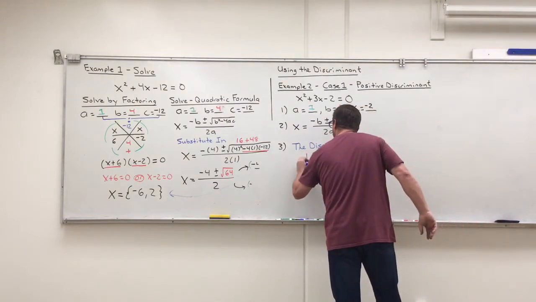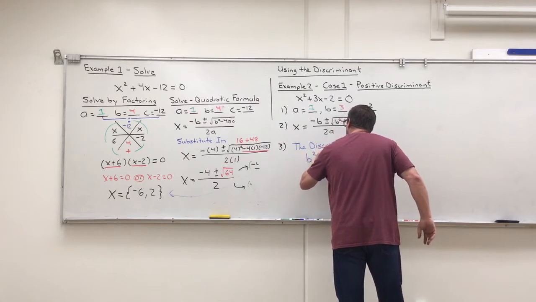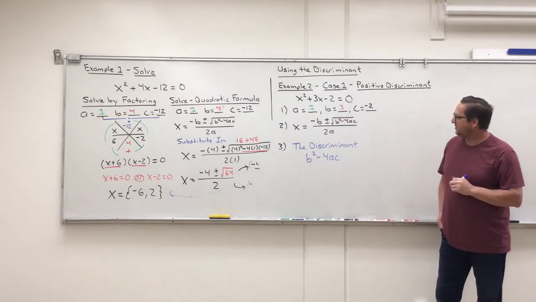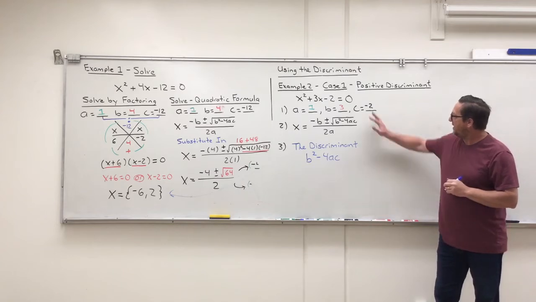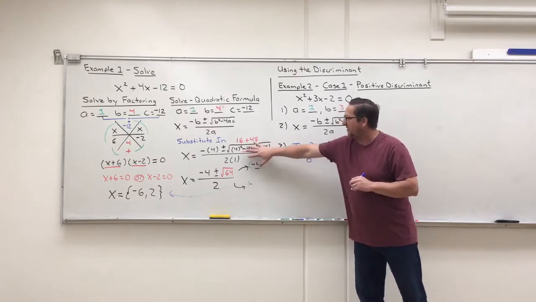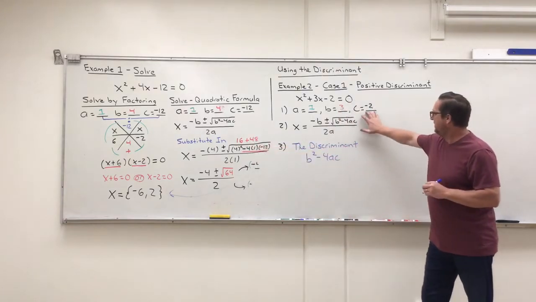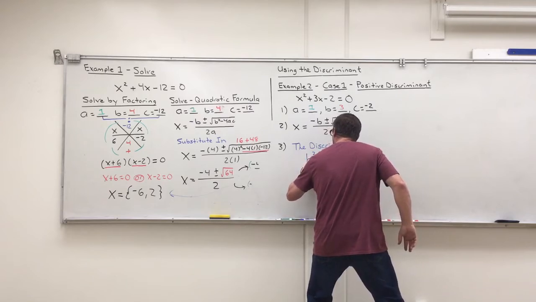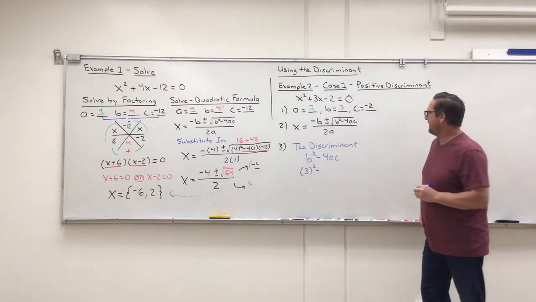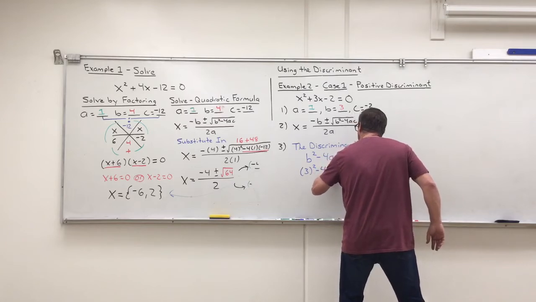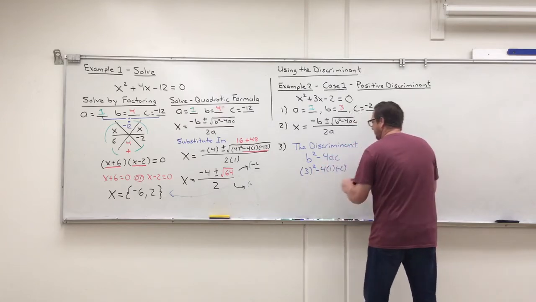So, we're going to calculate b squared minus 4ac, and we're going to substitute in. It's going to look exactly the same here. Of course, we have new numbers this time. And so we're going to say 3 squared minus 4 times 1 times negative 2.